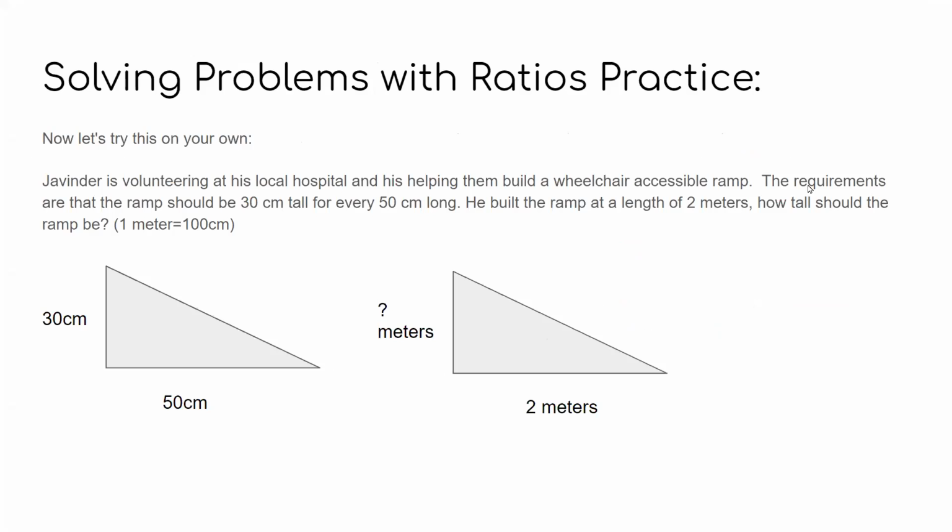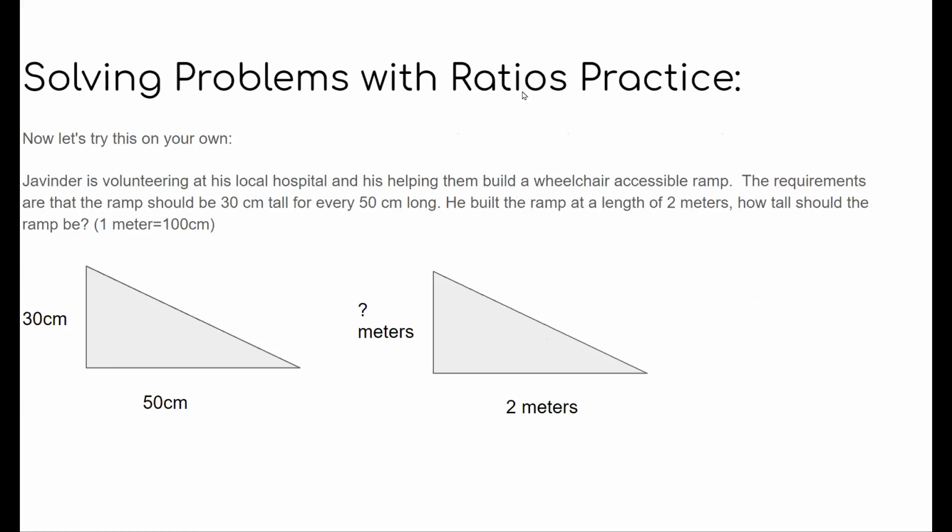Okay, this one doesn't have the answers. Javander is volunteering at a local hospital, and he's helping them build a wheelchair accessible ramp. The requirements are that the ramp should be 30 centimeters tall for every 50 centimeters long. He built the ramp at a length of 2 meters. So how tall should the ramp be? Try this problem on your own.